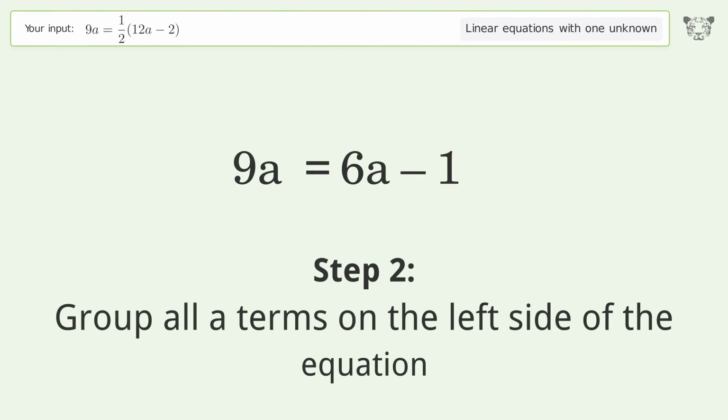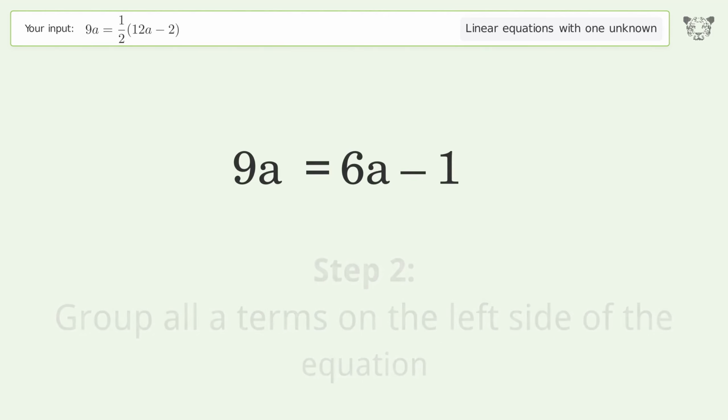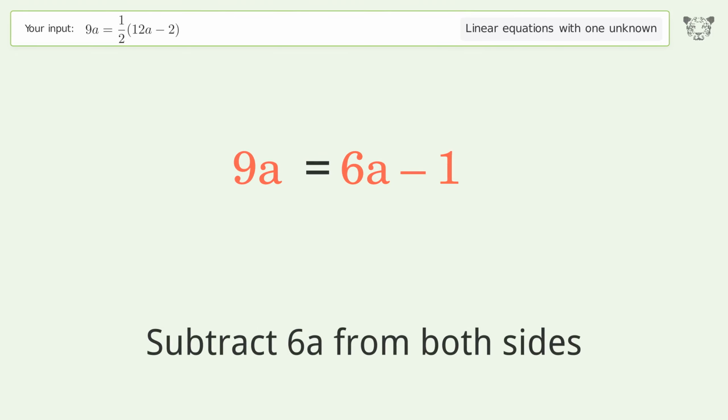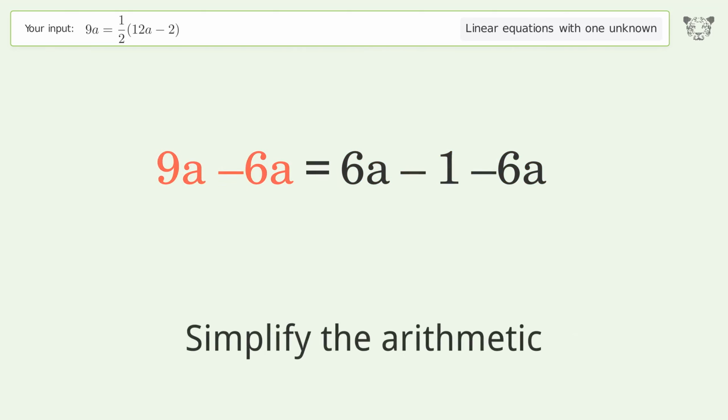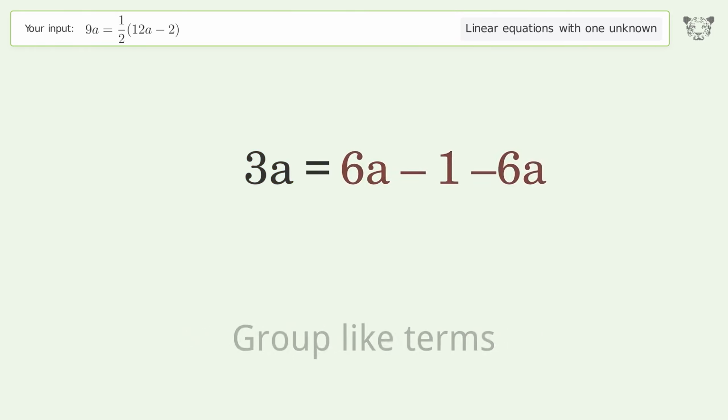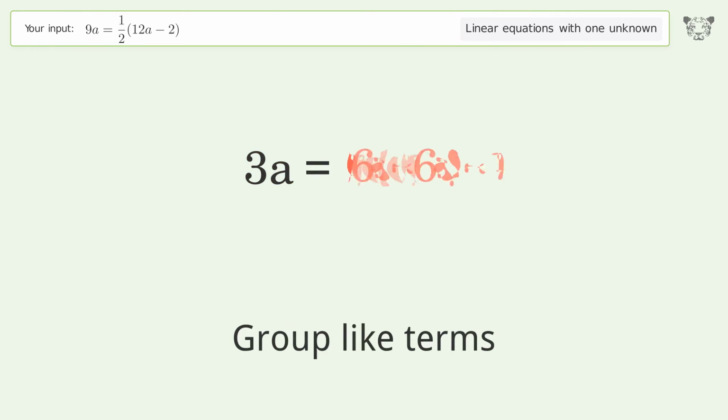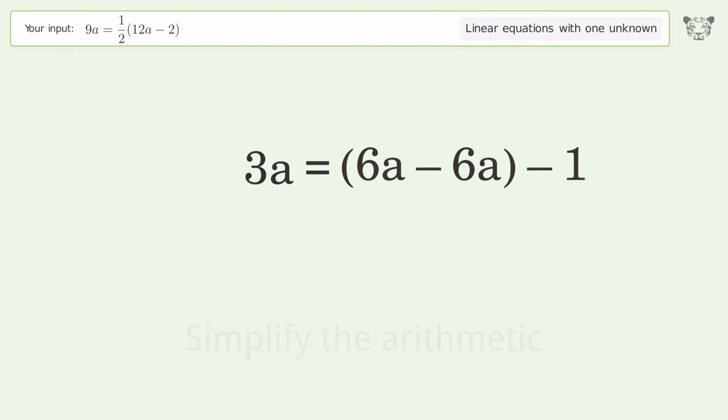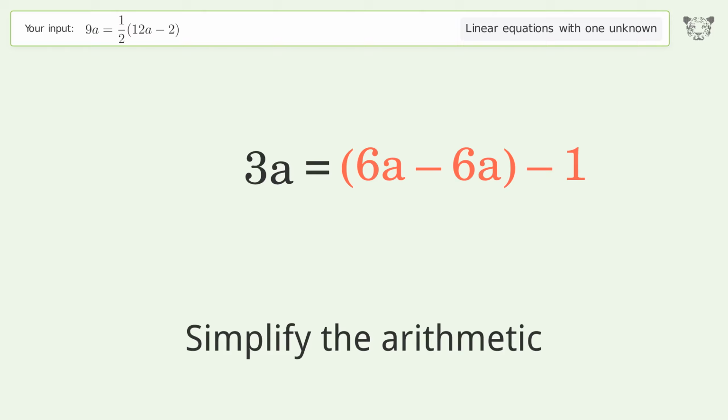Group all a terms on the left side of the equation. Subtract 6a from both sides. Simplify the arithmetic. Group like terms. Simplify the arithmetic.